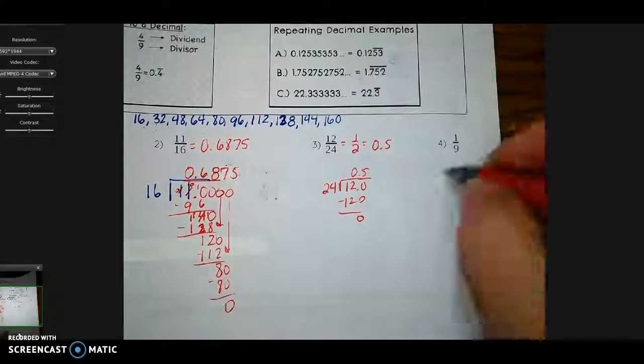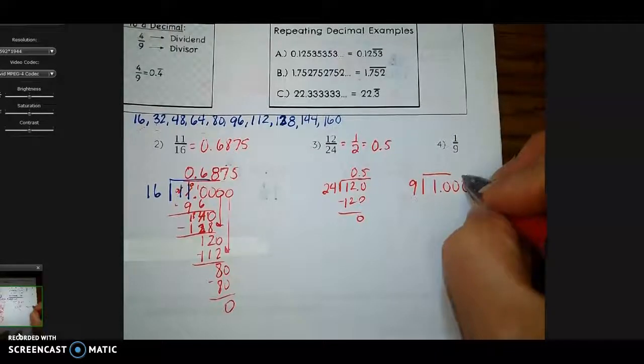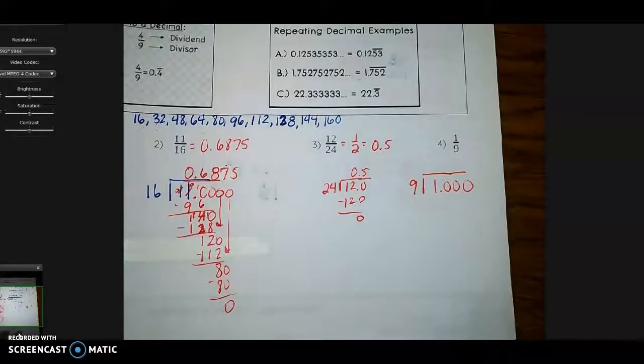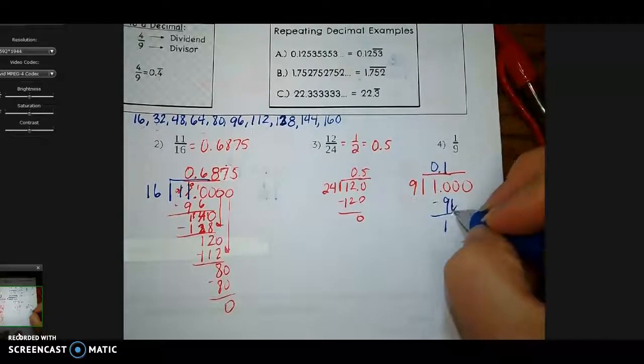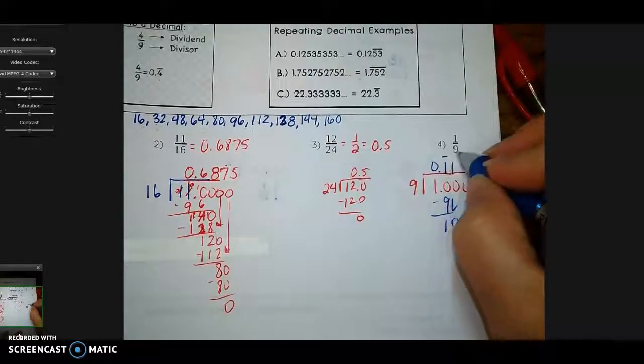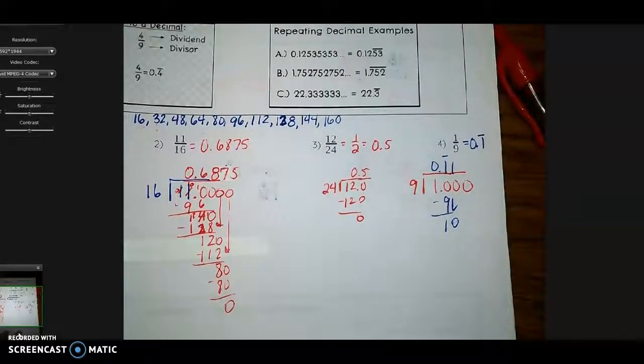This last one right here, 1/9. That's going to go in there 1 time. And look, I'm going to keep going. So that's going to be a repeating decimal. And it's just 0.1 repeating.